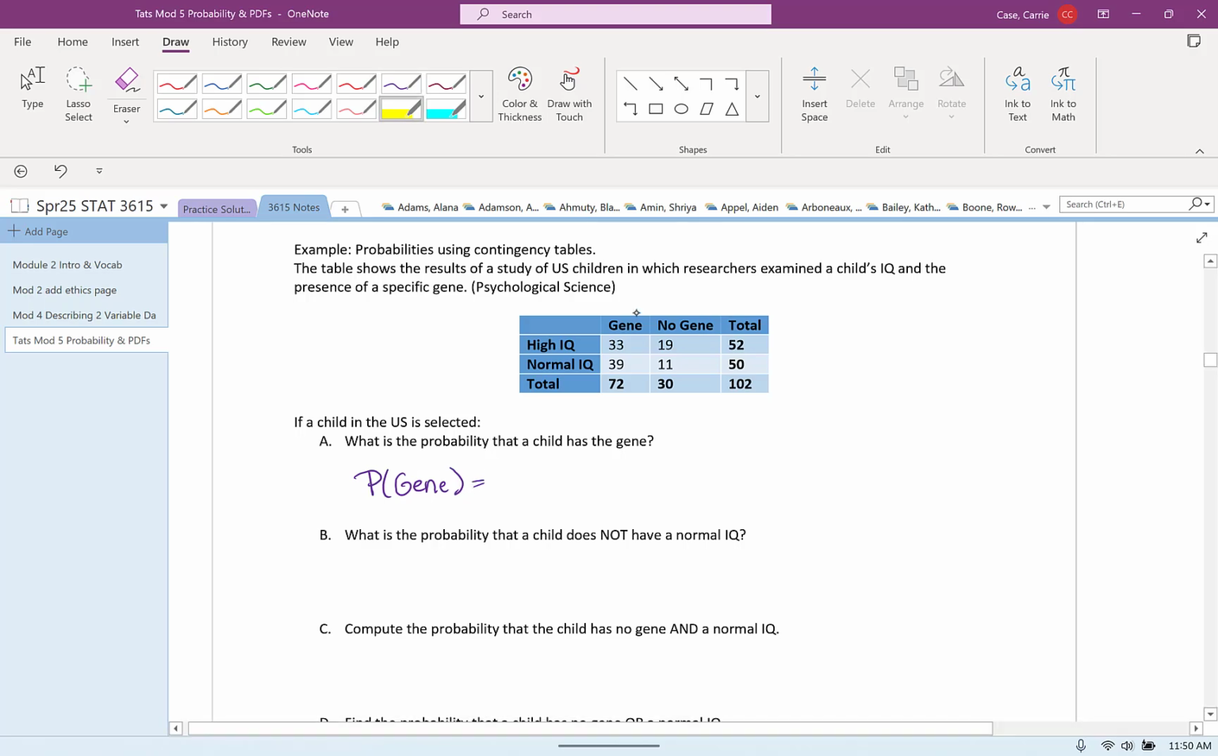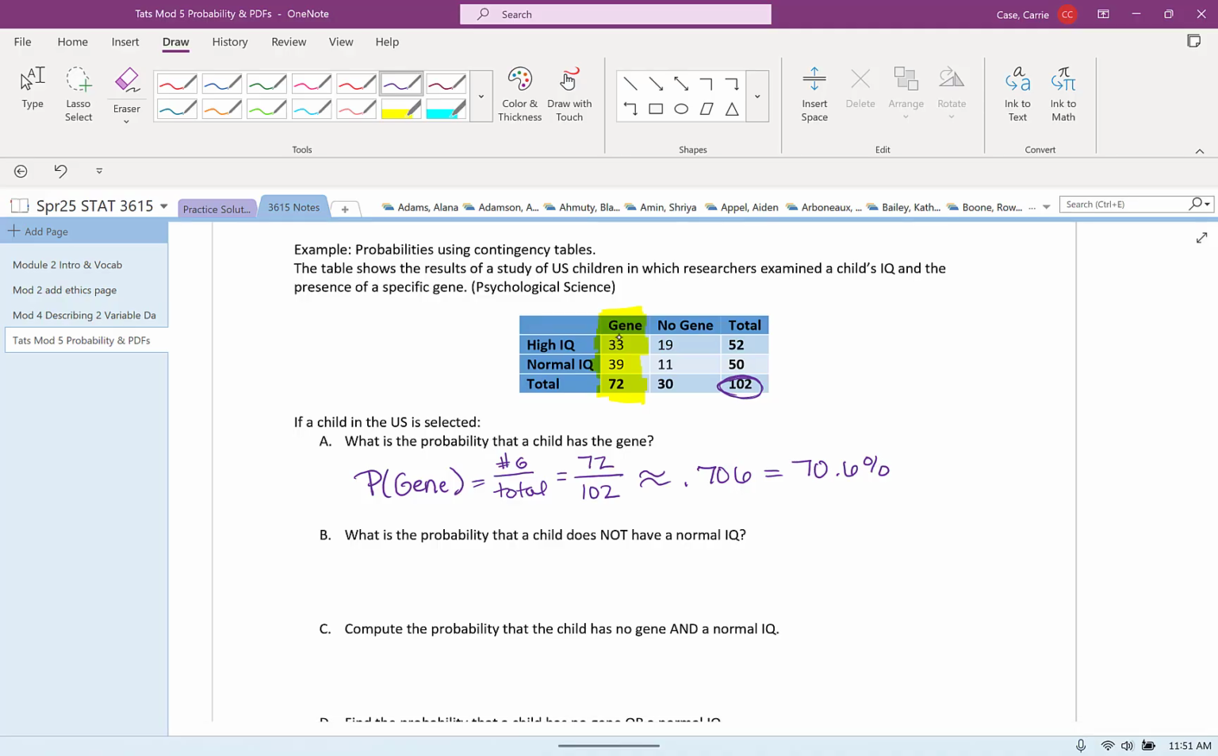Well, I look for the column or the row that has the gene in it. There are 72 kids with the gene, so it's the number of people that have that gene over the total. It's just a relative frequency. Pretty much everybody would have been able to calculate this. It's 72 divided by our total, which is 102. And if we make that a decimal, it's 0.706, or we can have it as a percent, which is 70.6%. Remember, for probabilities, we can use fractions, decimals, or percent.